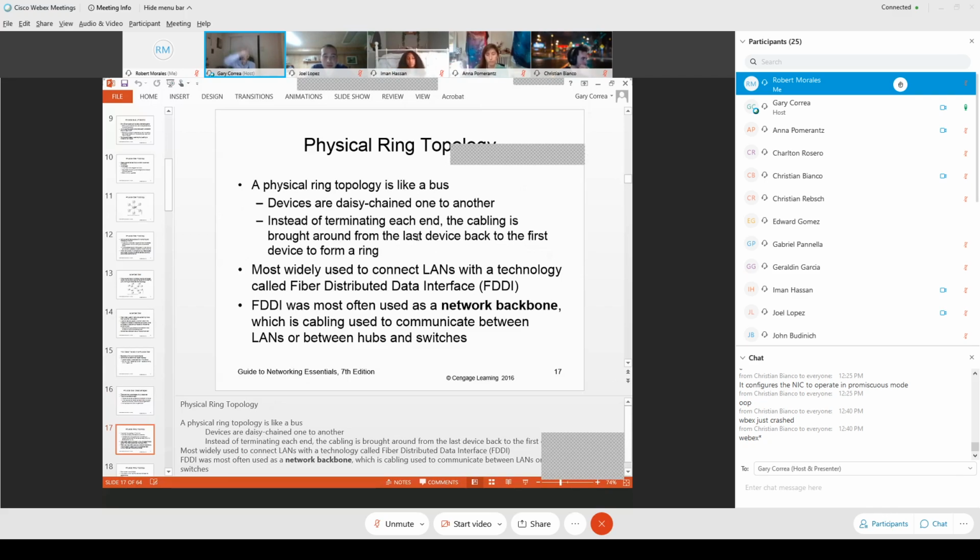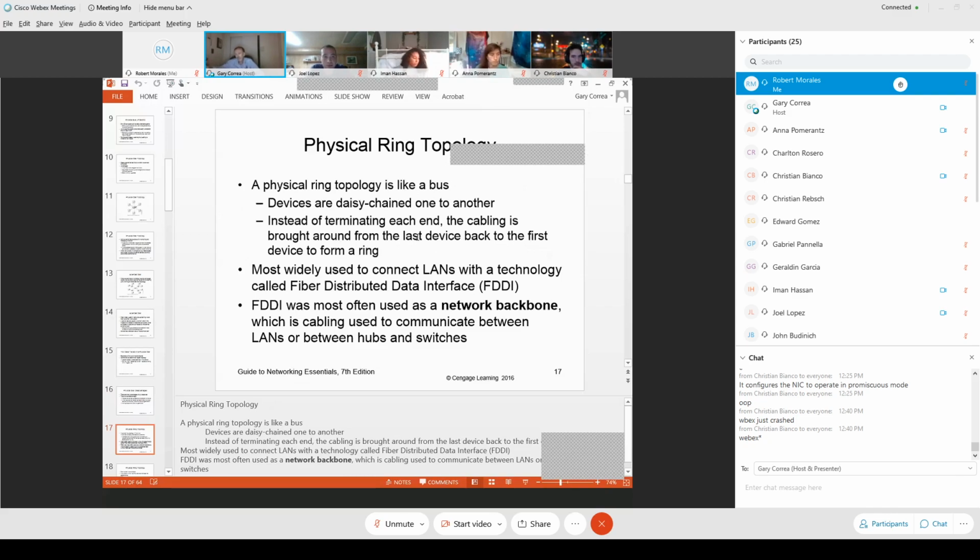Now the data keeps circling like a giant circle. Big caution: if you break anywhere in the ring, everybody's down. With the bus, if you break anywhere in the bus, everybody's down. With the ring, if you break anywhere in the ring, the entire network's down. But we don't terminate with a terminator with the ring. We bring it all the way around. Hint, hint, hint. You might want to know this on my upcoming test.